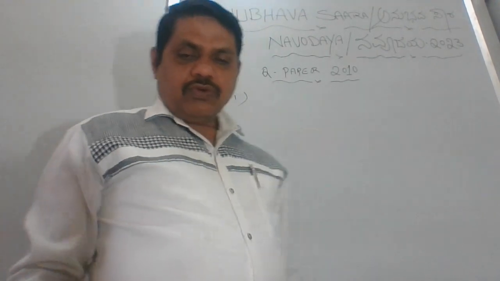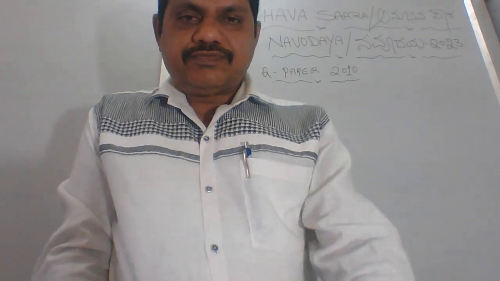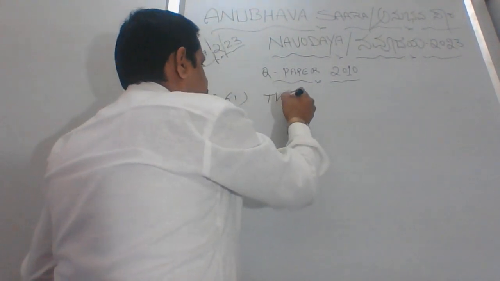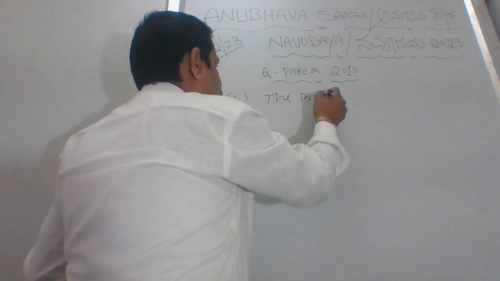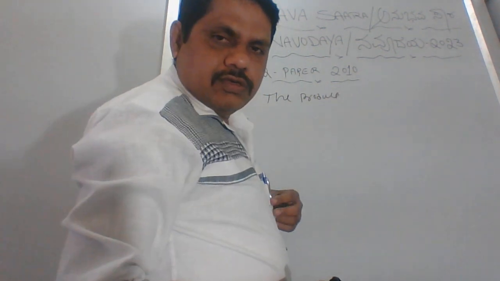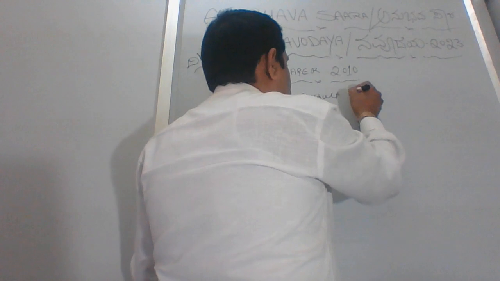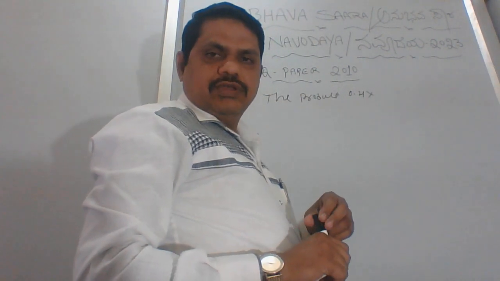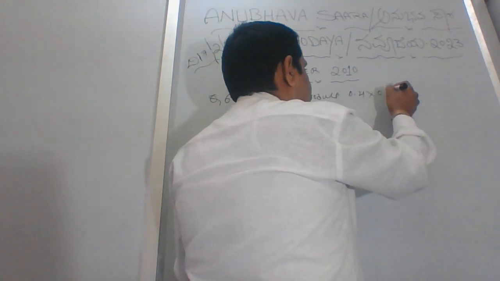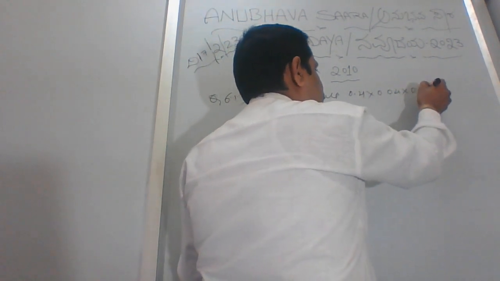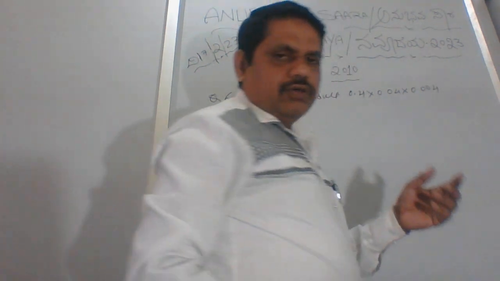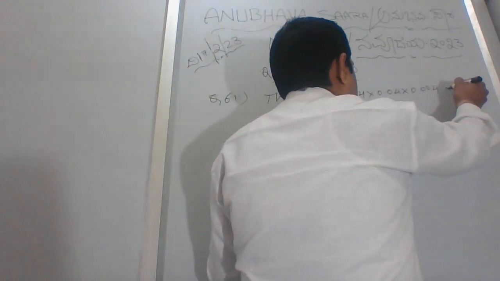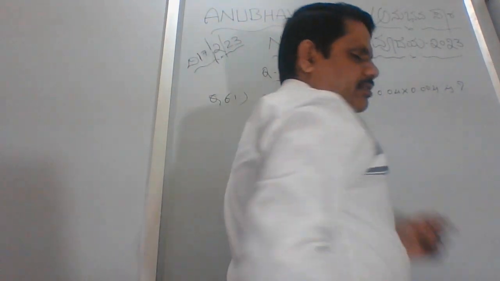Let me tell you the question, number 61. The product of 0.4 into 0.04 into 0.004. Product means it's the output. What exactly we will get is the question.